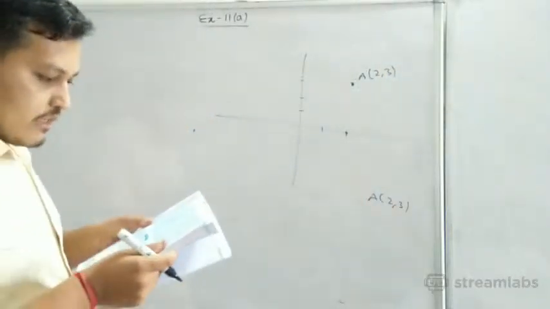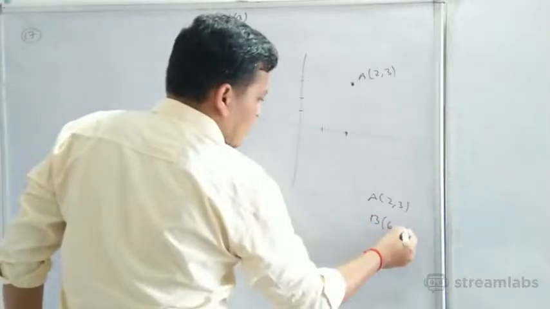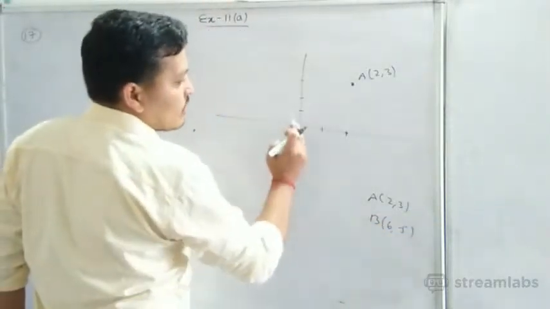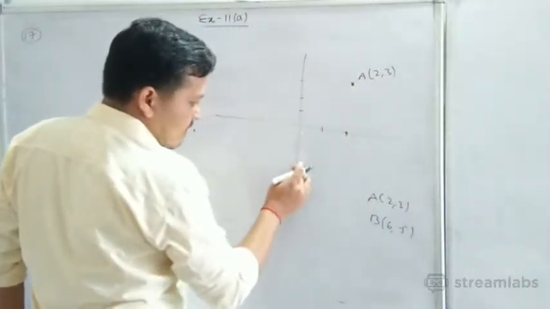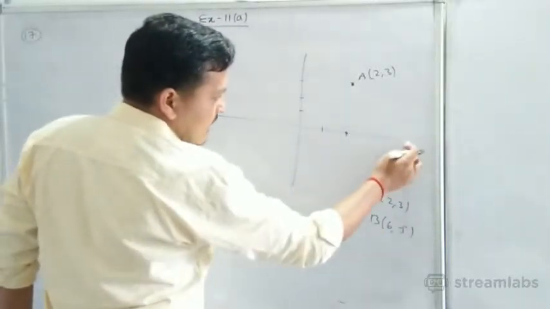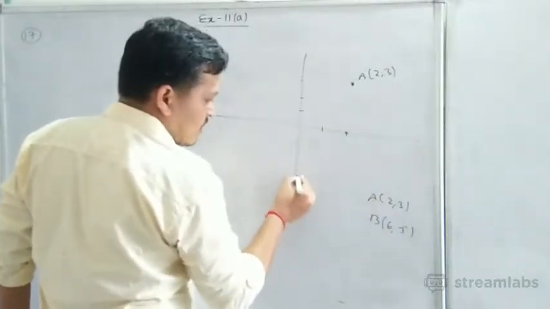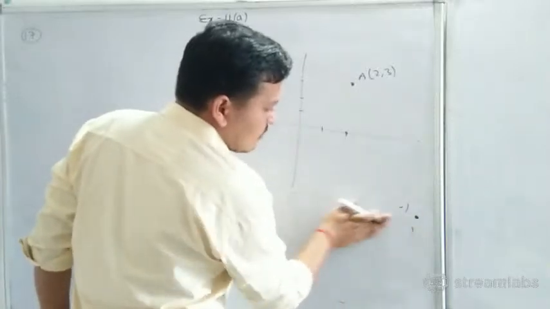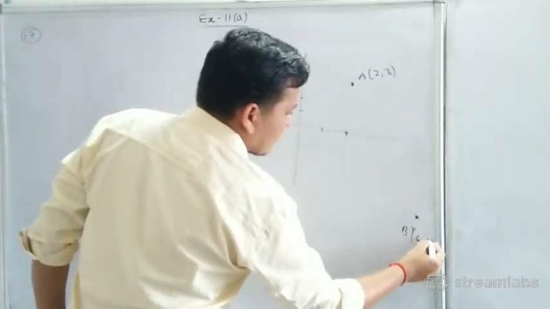Next, B (6, -5) means x is 6 and y is -5. X is 6, positive, on the right hand side, and y is -5. Right hand side 3, 4, 5, 6 and down 1, 2, 3, 4, minus 5. They will intersect each other at this point. So the second point is B, 6 comma minus 5.